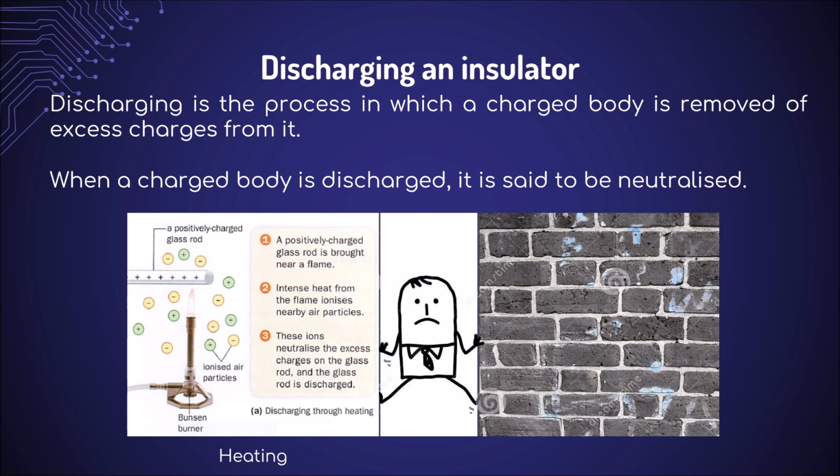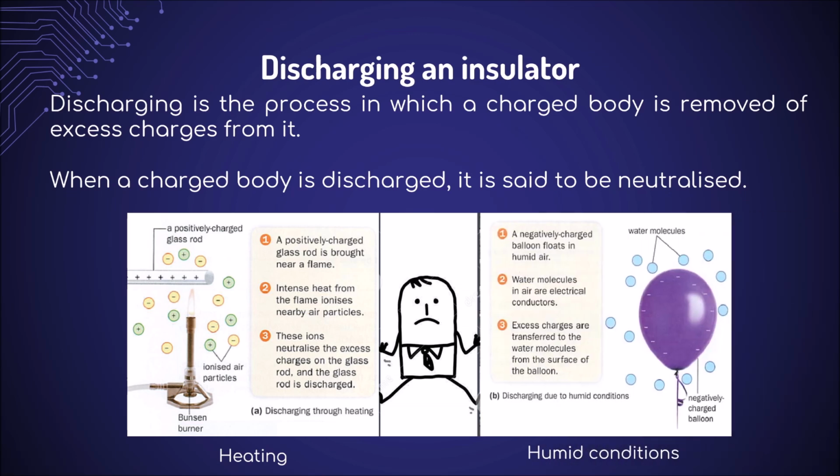For an insulator, there are two ways. One is by heating. If I have a positively charged rod brought near a flame, the intense heat from the flame ionizes the nearby air particles. You can see the negative ions get attracted to the surface of the glass rod, neutralizing the excess charges on the surface, and therefore the glass rod is discharged and becomes neutralized.